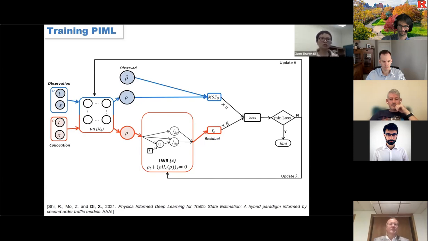This is the idea, and I will demonstrate how this works using LWR as the physics. You can see the upper part, those blue arrows, represents the data-driven approach. And the lower part, the red arrows, represents how this physics-based flow is used. Then we integrate them into one loss function. So you can treat this loss function as basically the original loss function for the neural network, but regularized by the physics.